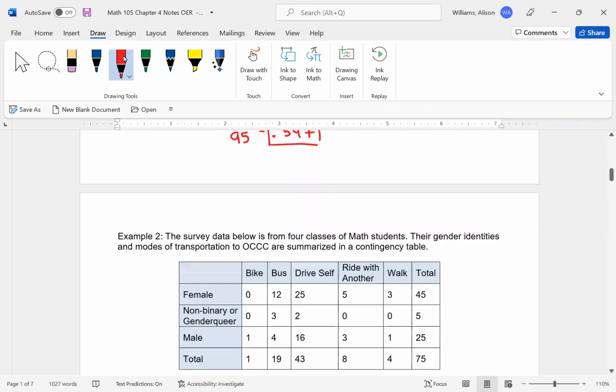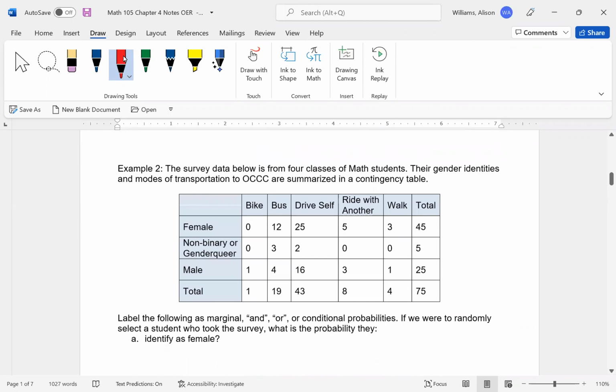Okay, so let's try it again. This time we're given the contingency table, and we're going to use what we just did to kind of understand the probabilities. So we're going to label whether or not we're doing a marginal, an and probability, an or probability, or a conditional probability. And then we're going to find the probability of each. So this information, we're going to figure out how many people identify as female.